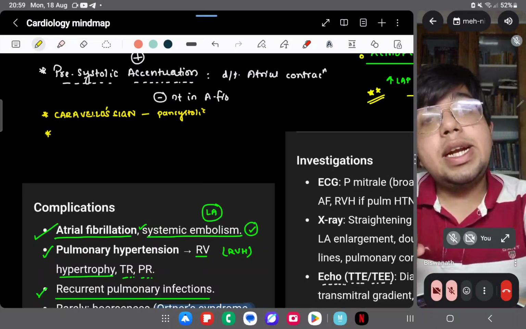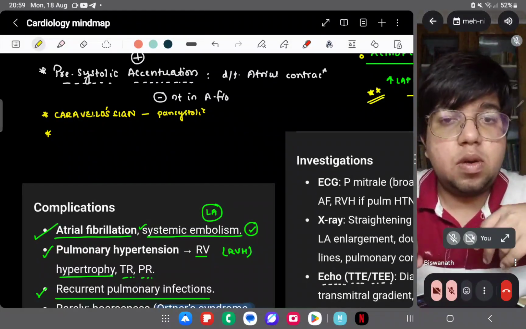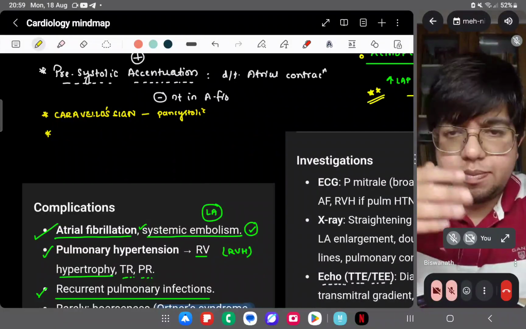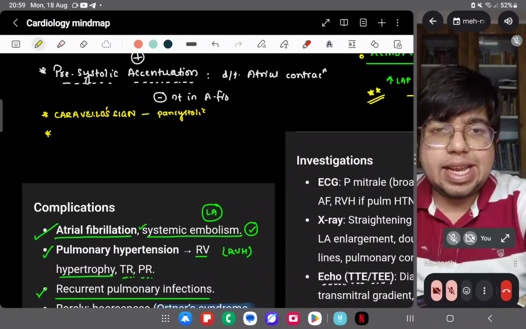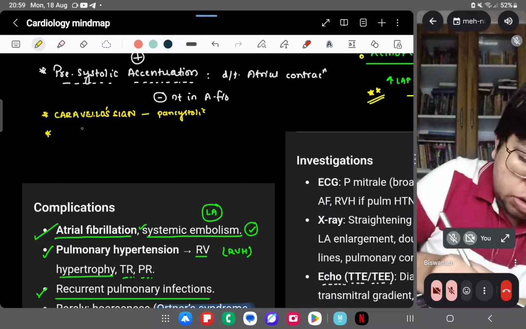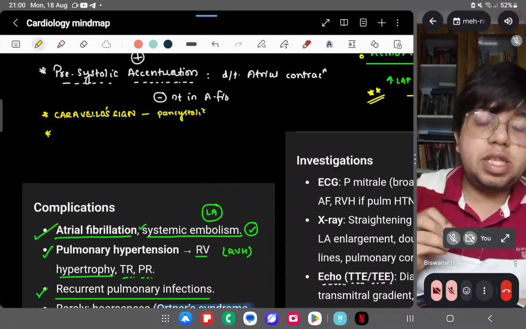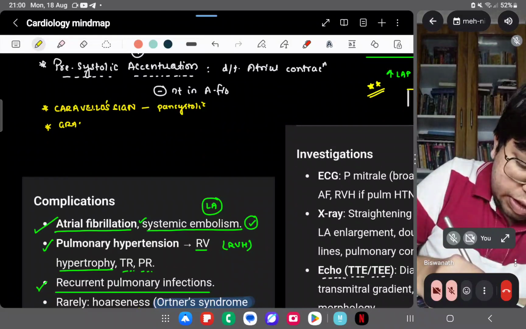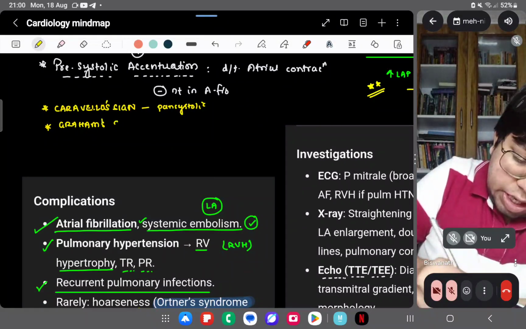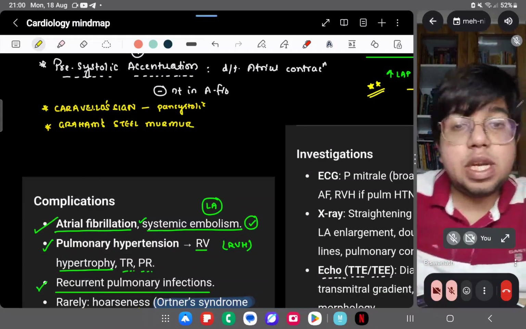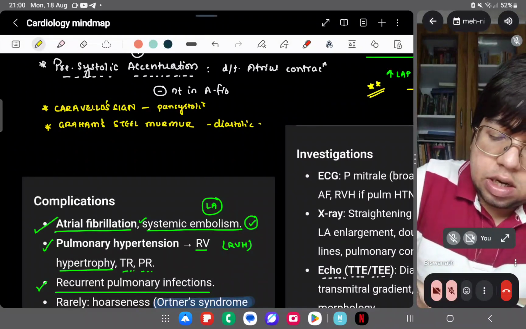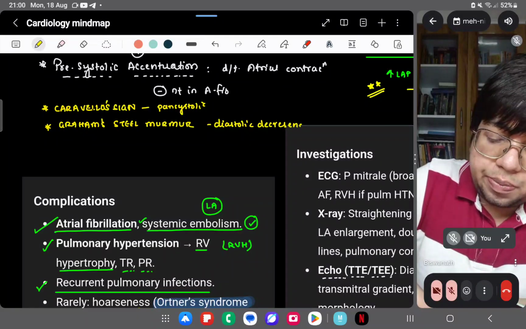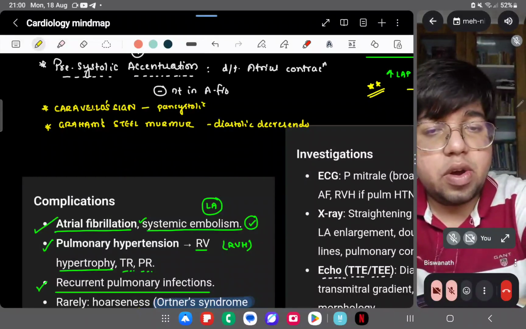Or you can hear a diastolic decrescendo murmur as well. The pressure is decreasing at a very high rate, so we'll have a decrescendo type of murmur. So a diastolic decrescendo murmur. This is called the Graham Steell murmur, a diastolic decrescendo murmur.